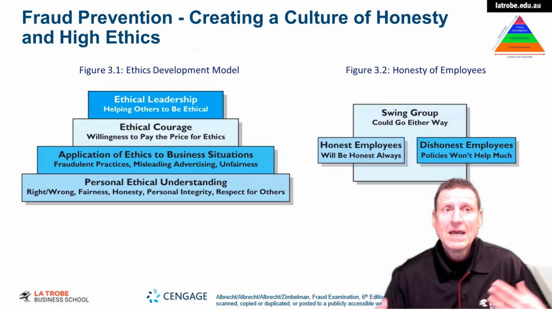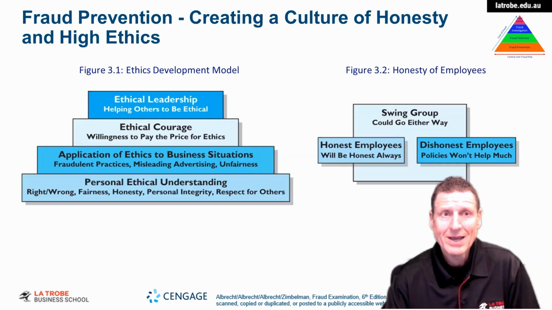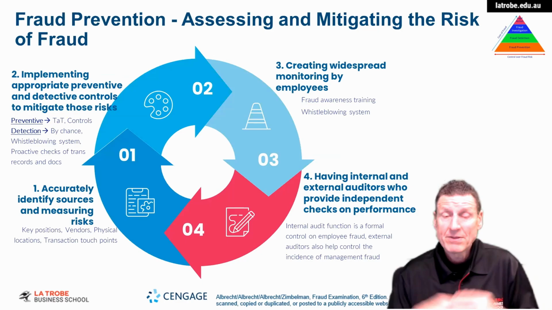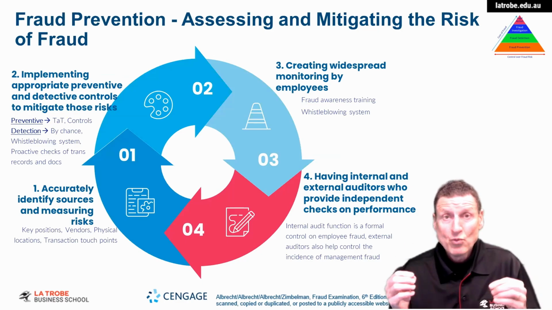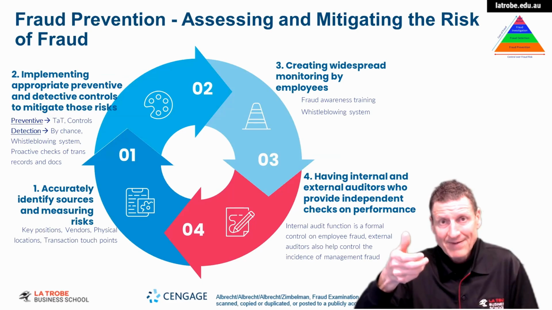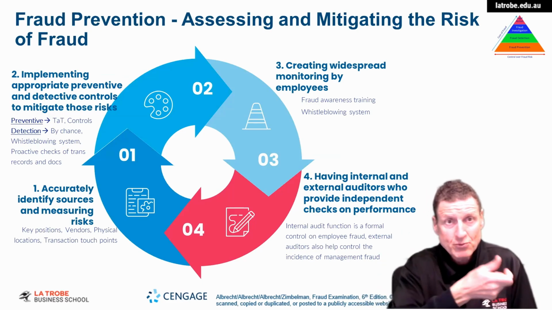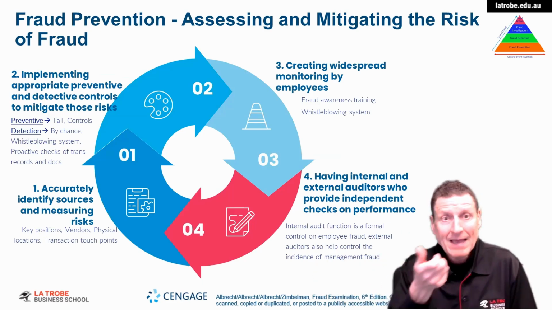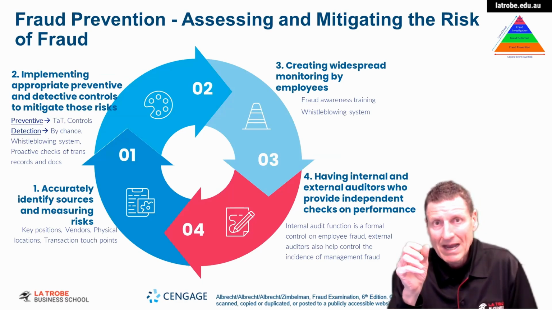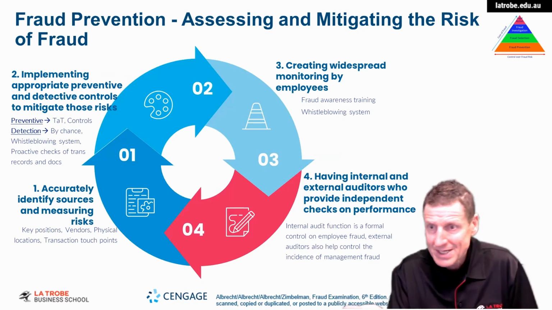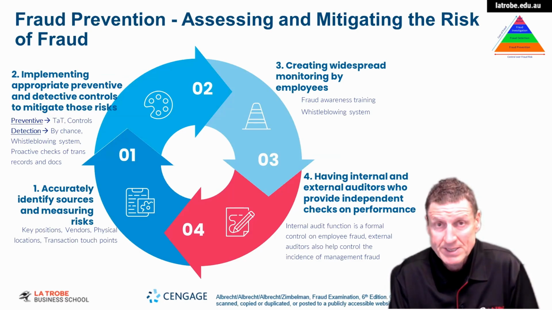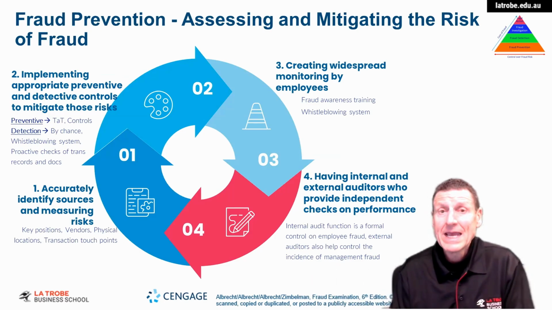Wow. What else? Apart from the culture of honesty and high ethics, we've got this assessing and mitigating risks. And there's 4 items here. And with any risk assessment, we need to think of having a torch, and you go into a room and you're shining it somewhere. And that's what we do with the first step. And that is, we are shining the torch around the organization to identify the sources and measuring risks, and then listing, okay, here are the risks.